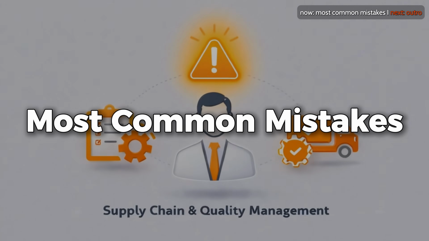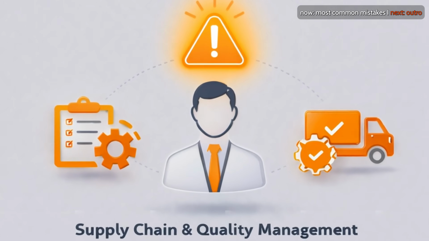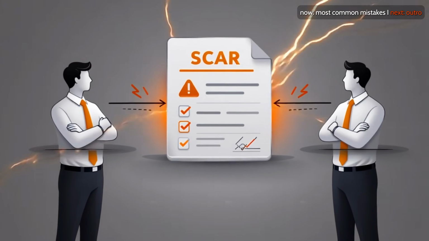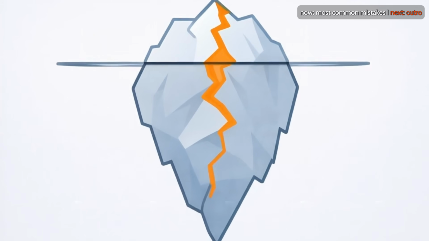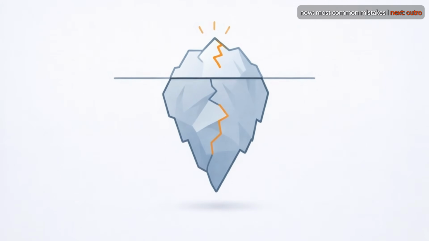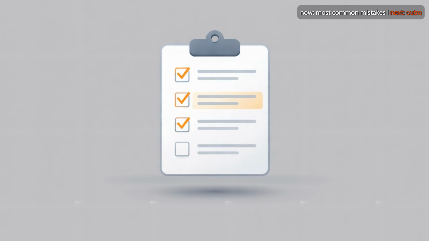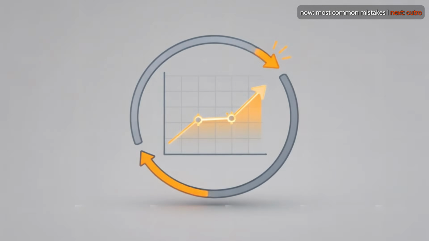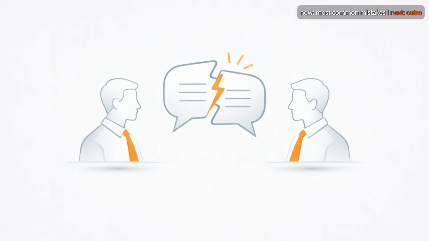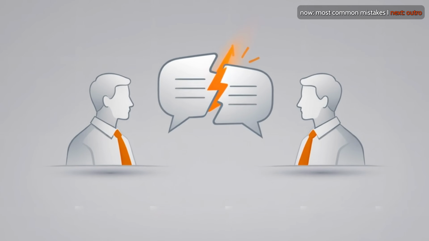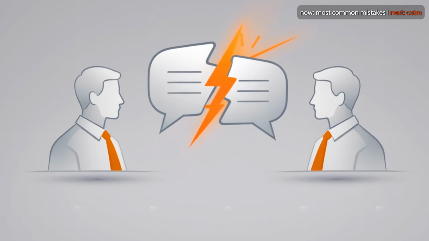Even experienced professionals make SCAR mistakes. The most common ones are using SCAR as punishment instead of improvement. SCAR should drive collaboration, not blame. Fixing the symptom, not the root cause. Replacing parts is not the same as solving the problem. Weak corrective actions. Operator retrained is not a system improvement. No effectiveness verification. If you don't measure results, you don't know if it worked. Poor communication with the supplier. Lack of clarity leads to repeated issues.